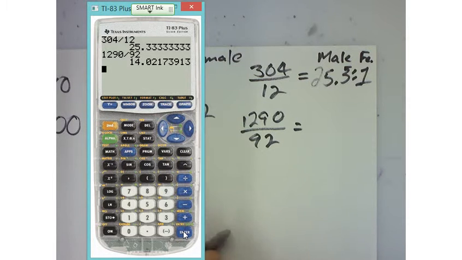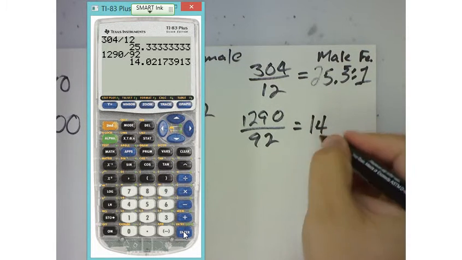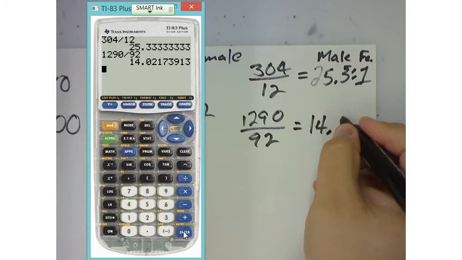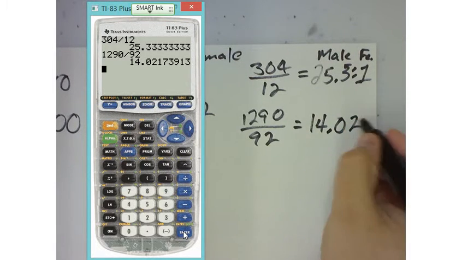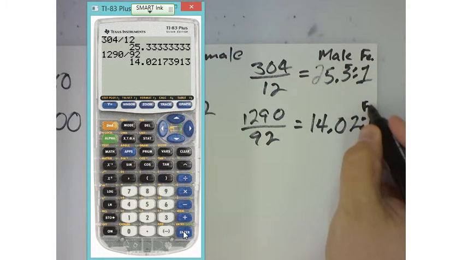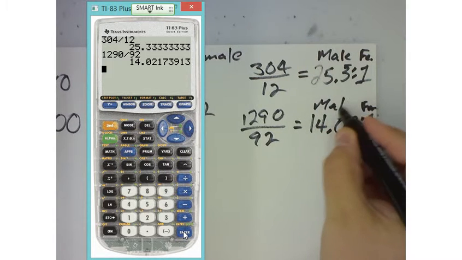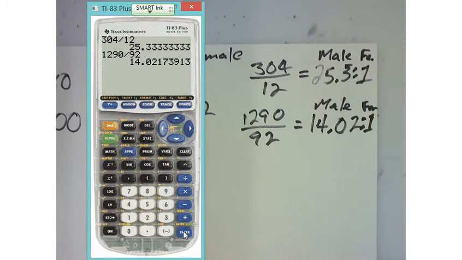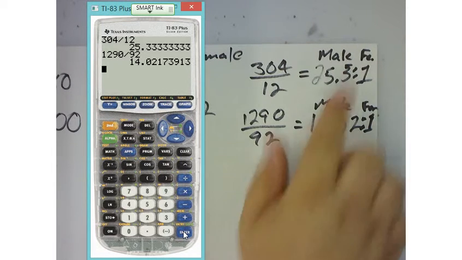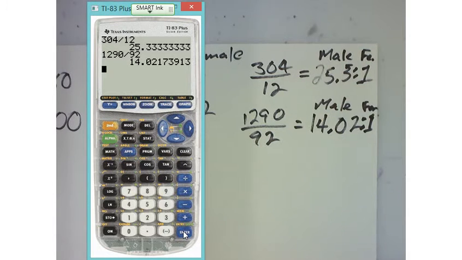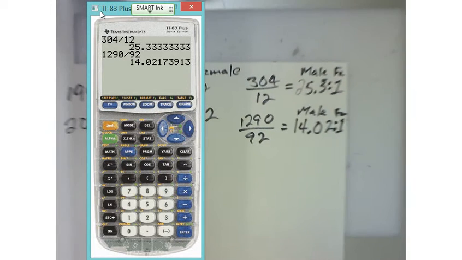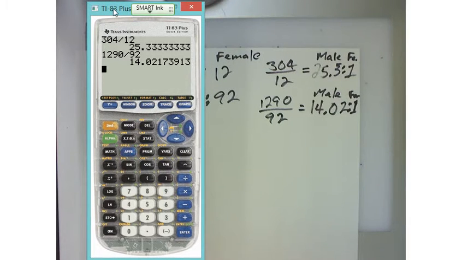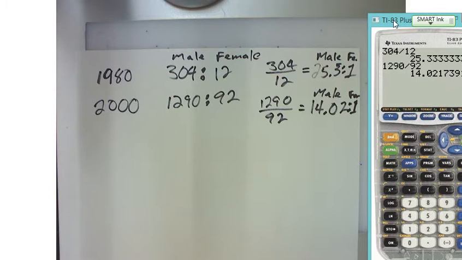That seems weird. 14.02. Now what's throwing us off about this? And Mr. Adams did this on purpose. What do you notice about our numbers? See, we had 25 males to 1 female in 1980, but in the year 2000, the number of males to female went down to 14 to 1.